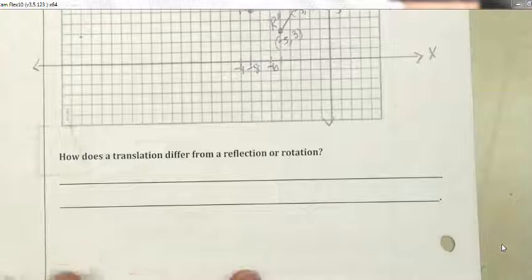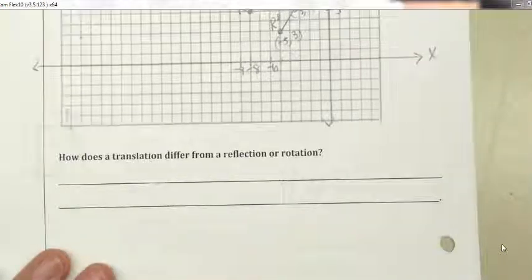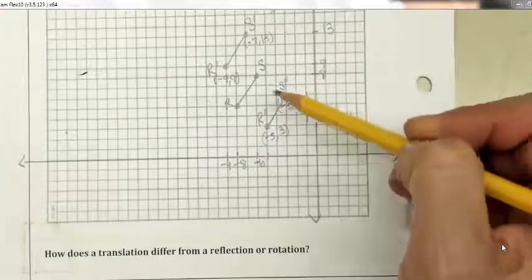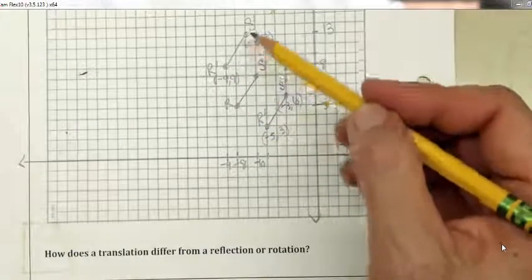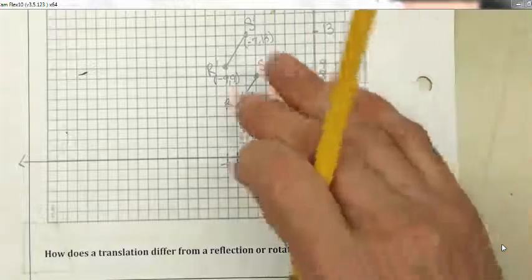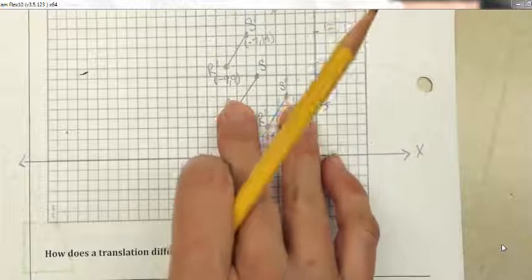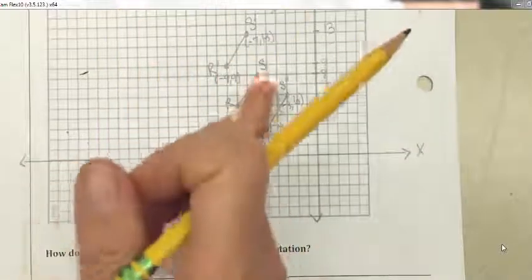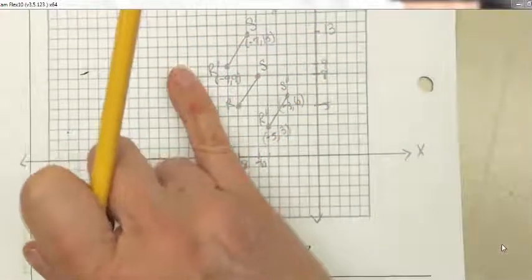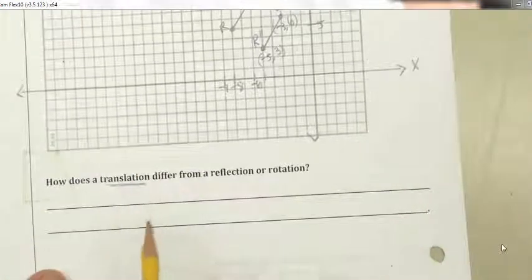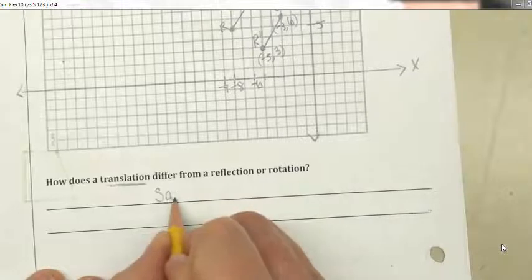How does a translation differ from a reflection or a rotation? So these were translations. Notice I was checking my slope the entire time because they need to stay exactly the same orientation. Whereas with a rotation, maybe I would have taken this and rotated it 45 degrees. A reflection, I would have flipped it over, so it would basically look like it would have a negative slope. So the biggest deal about a translation is that the same orientation is kept.